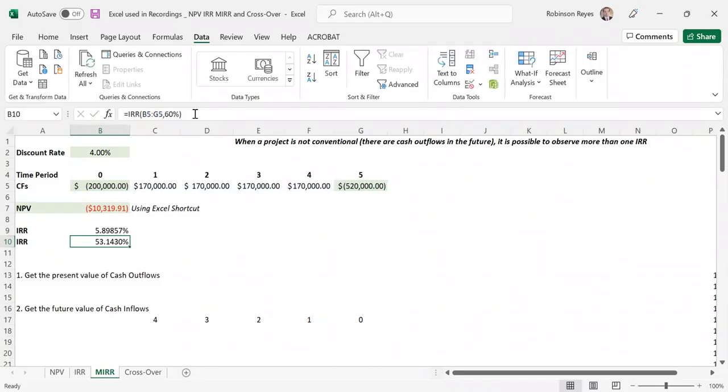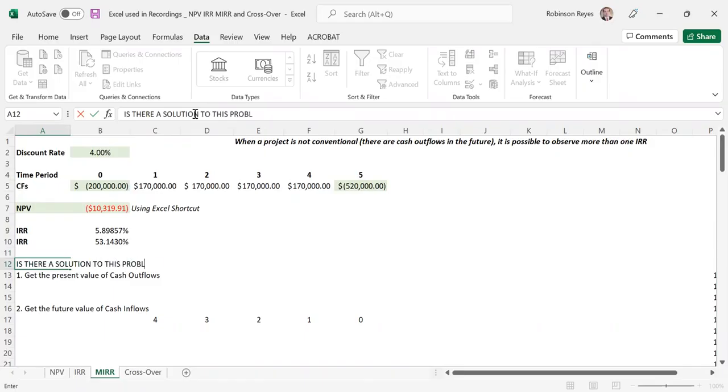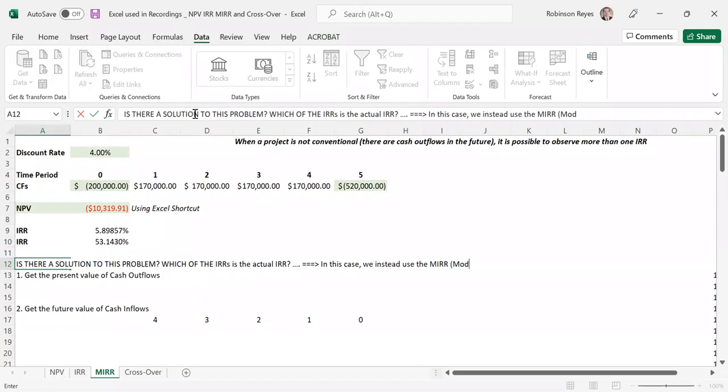So when there's more than one internal rate of return, Excel will give us the one that is closer. Now, in this case, is there a solution to this problem? Which of the IRRs is the actual IRR, right? Well, in this case, we instead use the MIRR, modified internal rate of return.